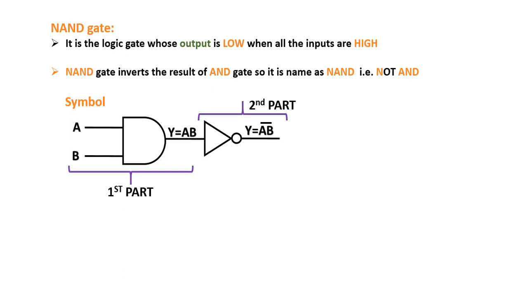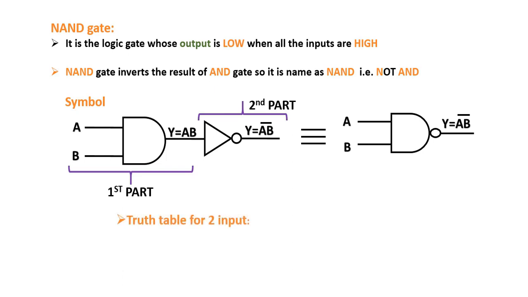The combination of this first part and second part can be equivalently represented in digital logic by this symbol, and this is the symbol of our NAND gate. Here A and B represent the inputs of the AND gate, a small bubble represents the NOT gate, and Y is our output for the NAND gate.